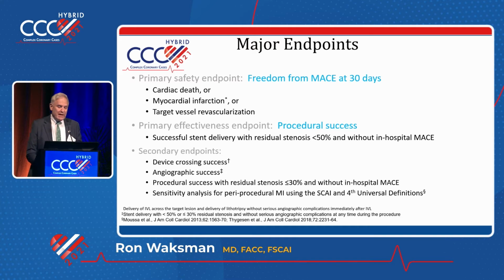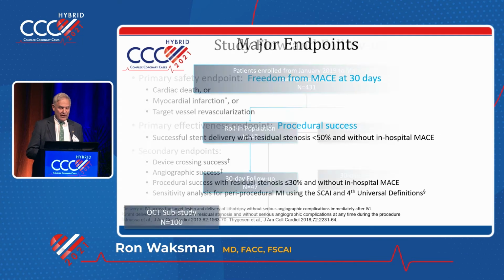Now, what were the major endpoints? There was a primary safety endpoint, which was freedom from MACE at 30 days: cardiac death, myocardial infarction, target vessel revascularization. And there was primary effectiveness of the procedure, which was defined as successful stent delivery with residual stenosis less than 50% and without in-hospital MACE. And then there were all the secondary endpoints.